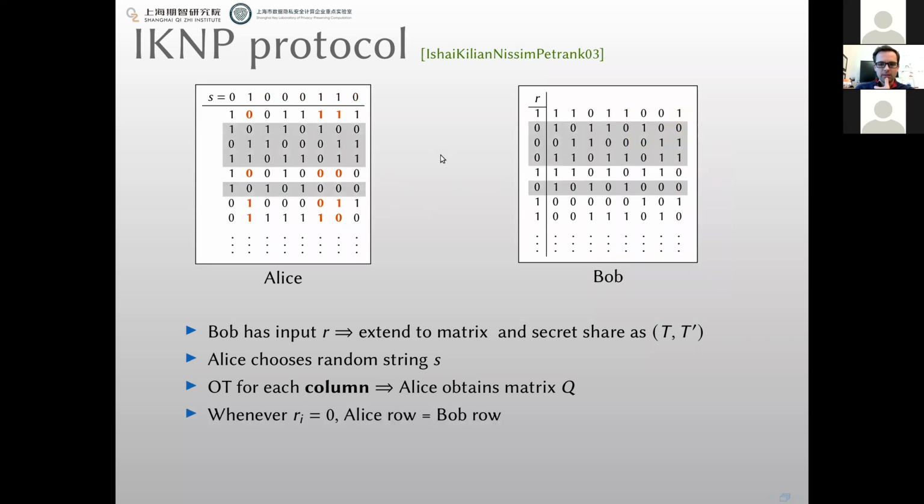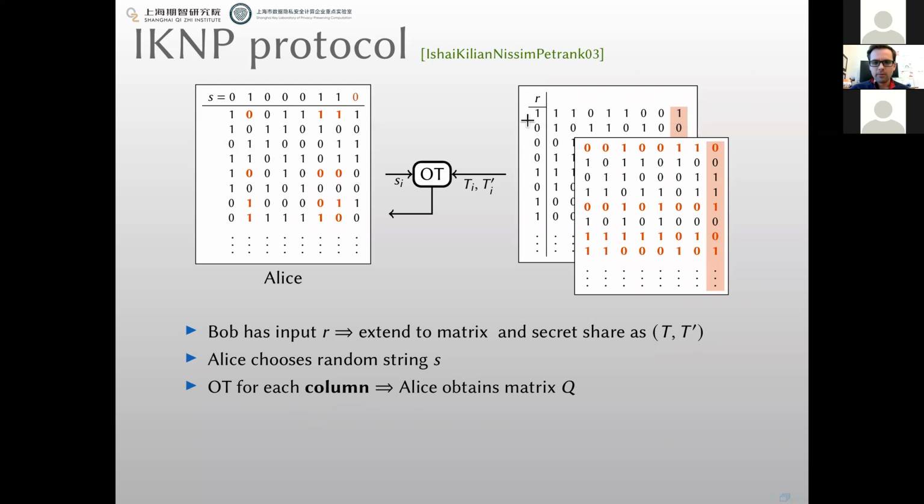Okay, now let's compare what Alice knows and what Bob knows. Let's look at this second row of these matrices. Bob had a choice bit of 0, and that means that this second row here and this second row here are the same. So that means it doesn't matter what S is.